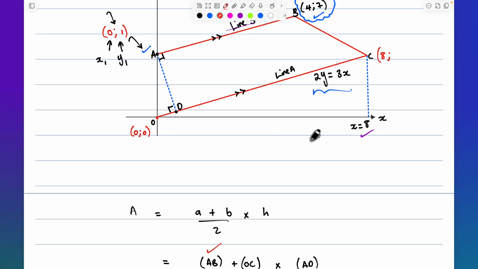In order for us to find the y value, we know the equation follows y is equal to 3x over 2. We've just rearranged this equation again. So when x is equal to 8, your y value is going to be 3 times 8 divided by 2, which is 4, so that's 12. So your y value over here is going to be 12. So that's your second point. So now we have these 2 points.